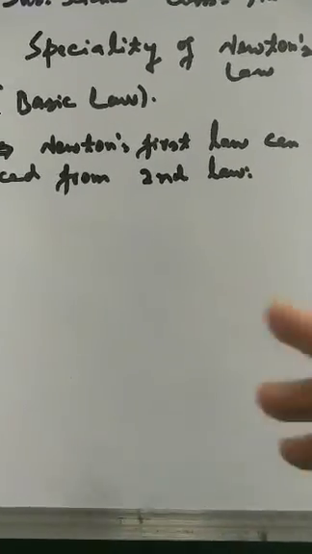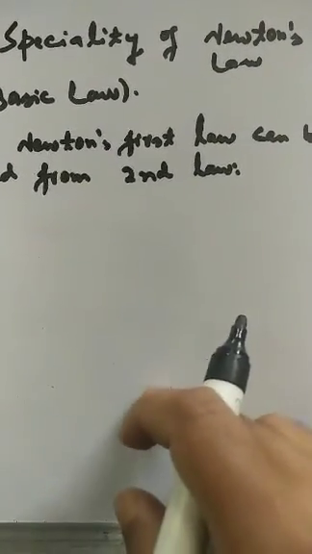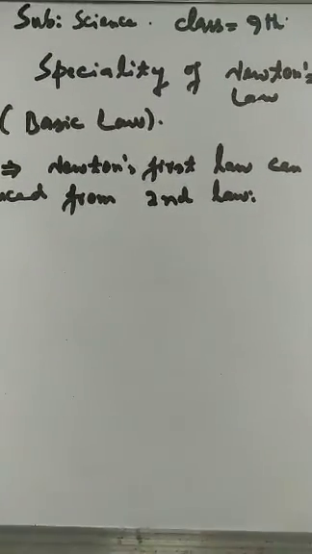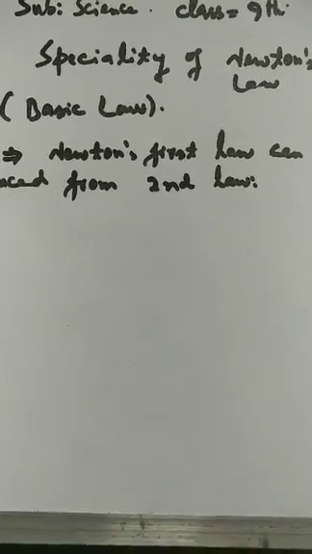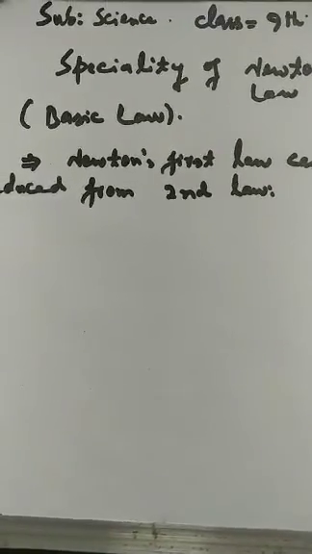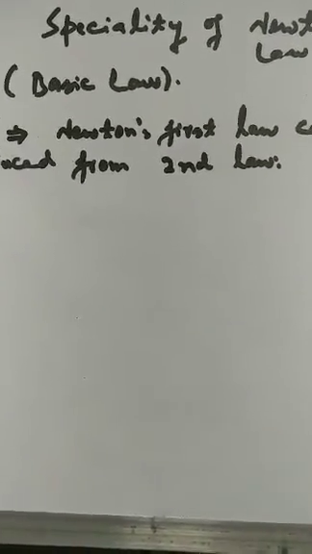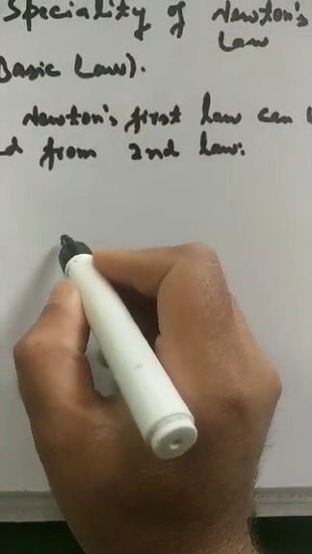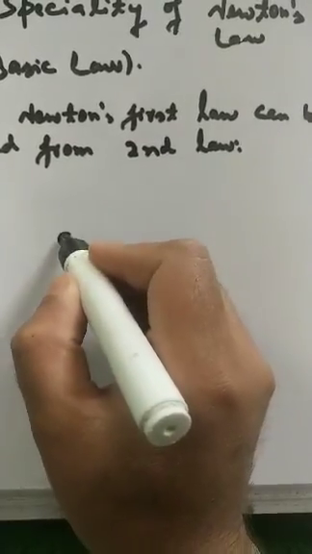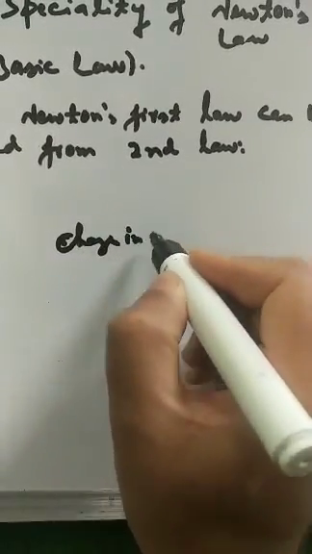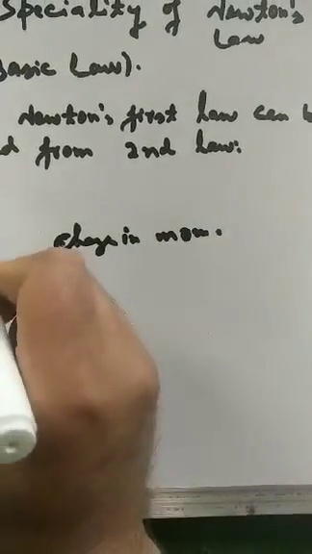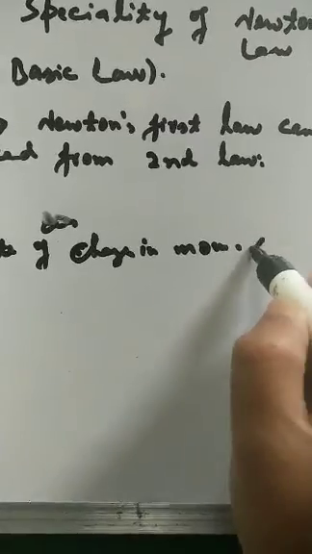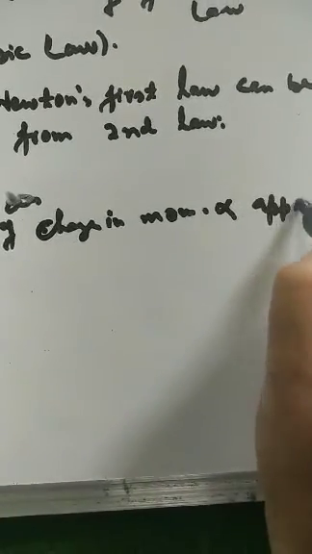How can we obtain the first law of motion from the second law of motion? We will start from Newton's second law of motion. What is its statement? The statement is: the rate of change of linear momentum is directly proportional to the applied force.